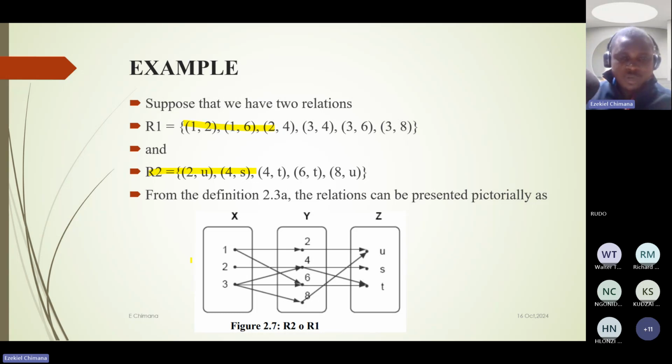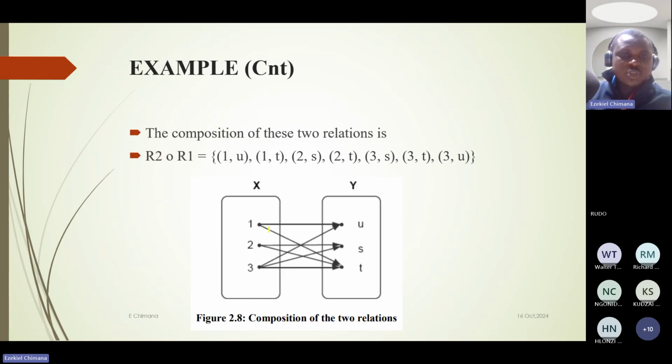So at the end, the composition of this will become 1 and U, because from here you can go from 1 to U straight through this link. So it's just a matter of matching. Whenever you've got a link from X to Z through Y, you match the elements from X and Z, just like that. So this will become your result. You have (1, U), (1, T), (2, S), (2, T), (3, S), (3, T), and (3, U). So that one will become your composition of those two relations.